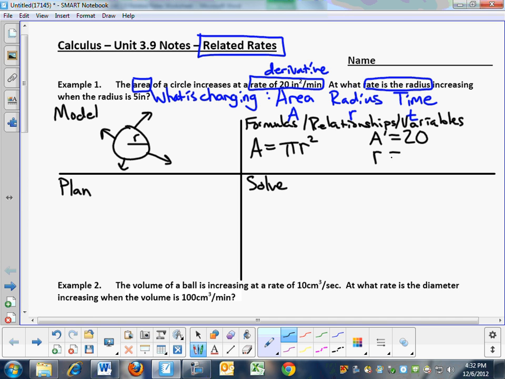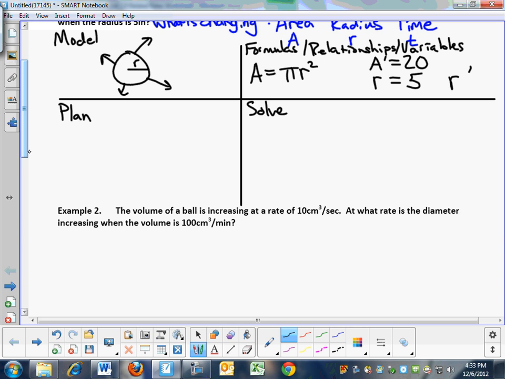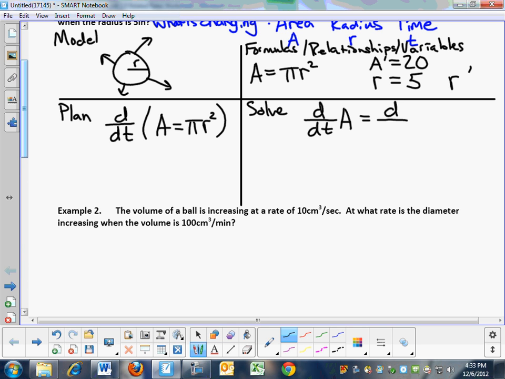You know that the current radius is 5. That says that right at the end of the problem. The question is, what is r prime? Well, we're going to come up with an r prime. This is where I create my plan. We're going to take the derivative with respect to time of area equals pi times r squared. If I do that, the derivative with respect to time of A equals the derivative with respect to time of pi r squared.